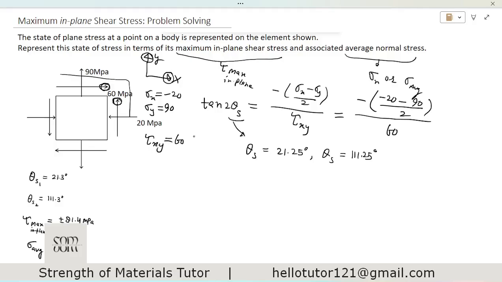Now we only need to find the magnitude of maximum shear stress on this angle, because we know on the other angle it is just the opposite, the same value but minus. So let us see.